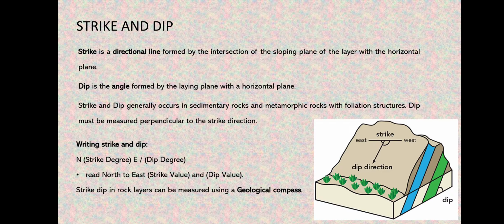Okay, so writing strike and dip direction. Let me take an example. North 30 degree, dip 40 degree. So we read this as north 30 degrees east, and 40 degrees for the dip value.